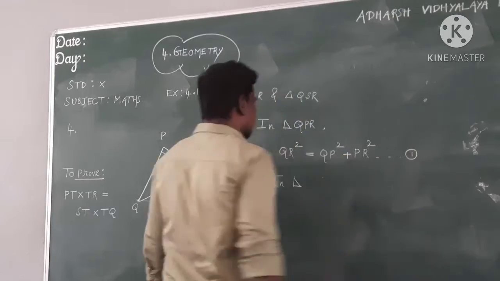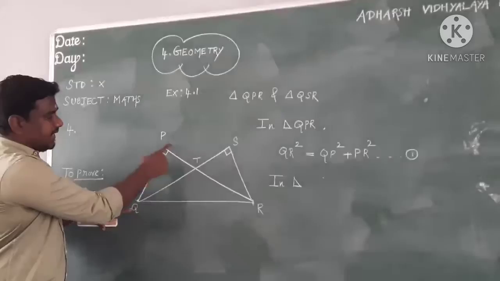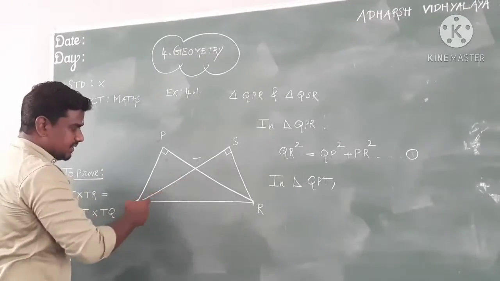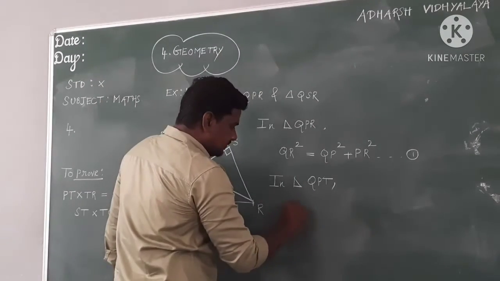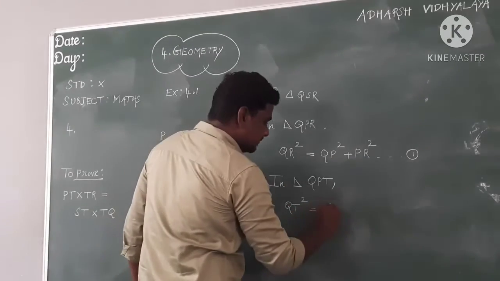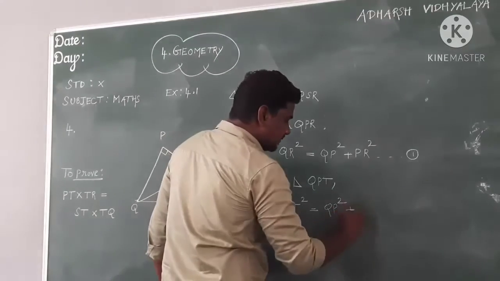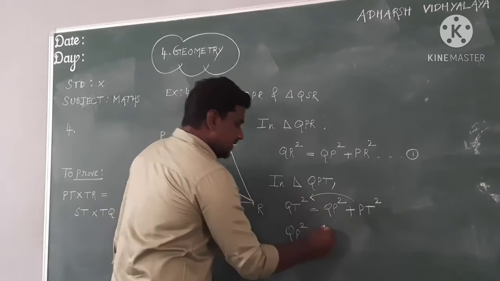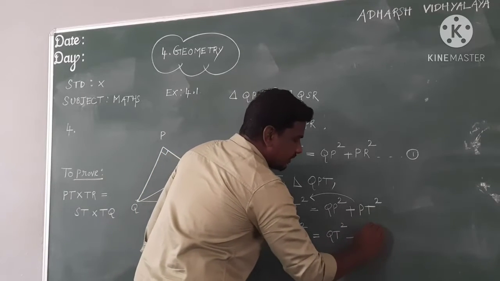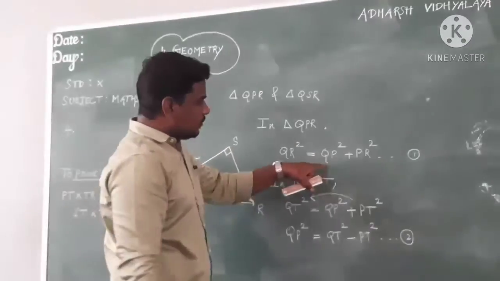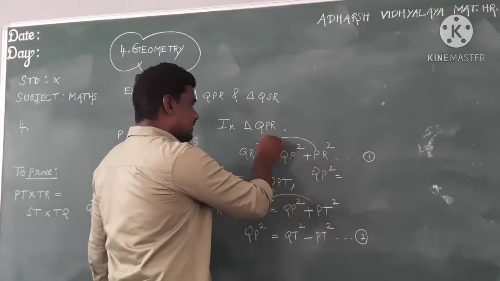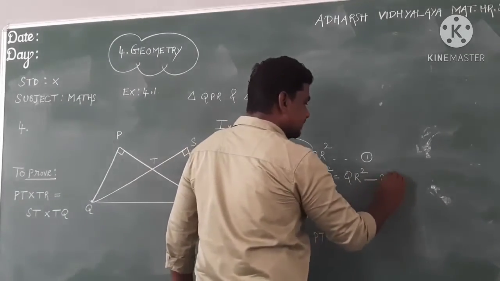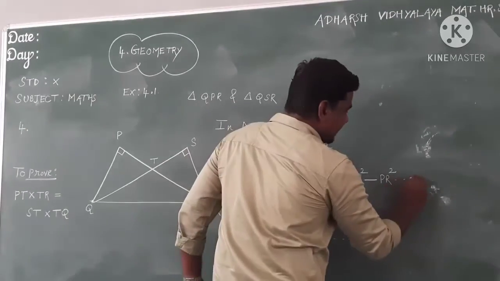Take this as 1. Next, the second triangle, QPT. Here this is 90 degrees, so this is the hypotenuse, the longest side. So QT square is equal to QP square plus PT square. What is QP square? QP square is equal to QT square minus PT square. This is 2. Here also, what is QP square? QP square is equal to QR square minus PR square. Better we take this as equation number 1.